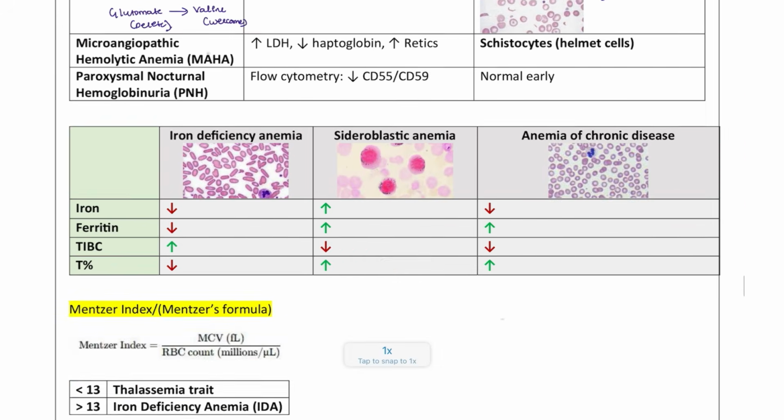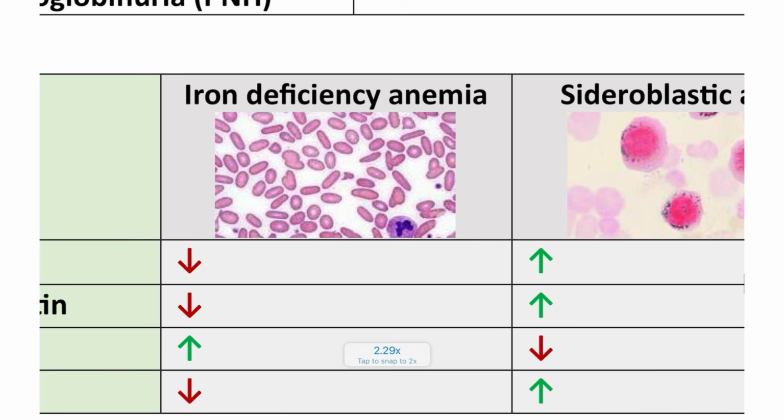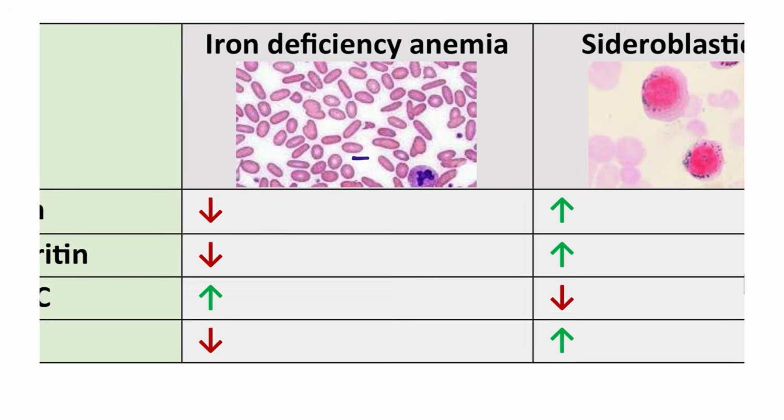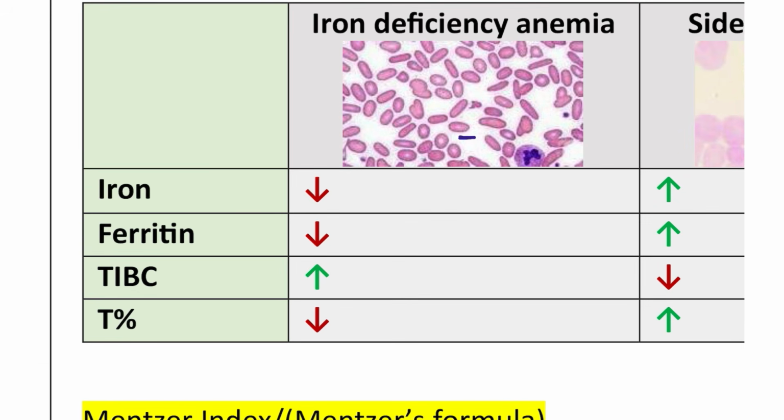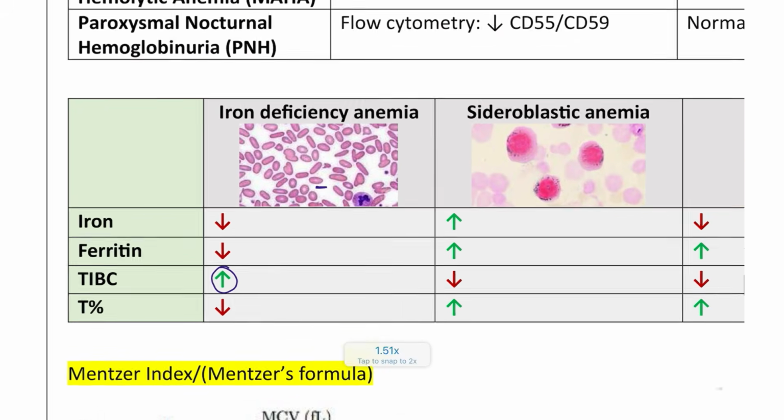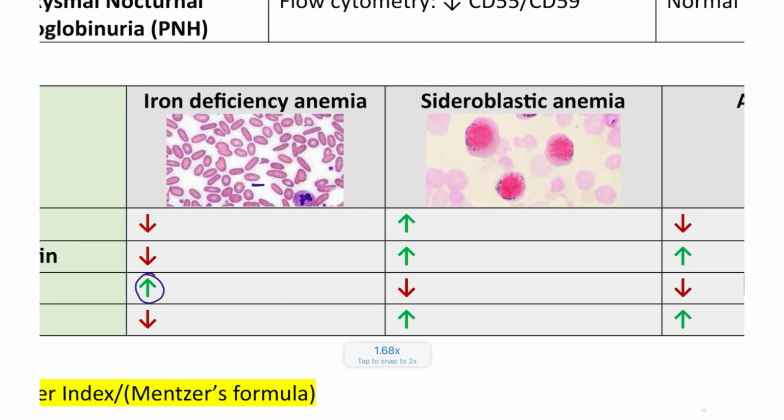Next, another point, iron deficiency anemia. These are the pencil cells. Okay, these are the pencil cells. And iron, ferritin, transferrin saturation percentage levels are decreased. TIBC is the only one that is going to increase. Sideroblastic anemia is just the opposite of iron deficiency anemia. Ferritin, iron, transferrin saturation is elevated.